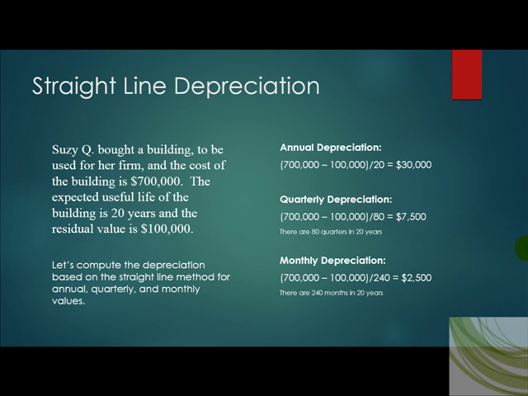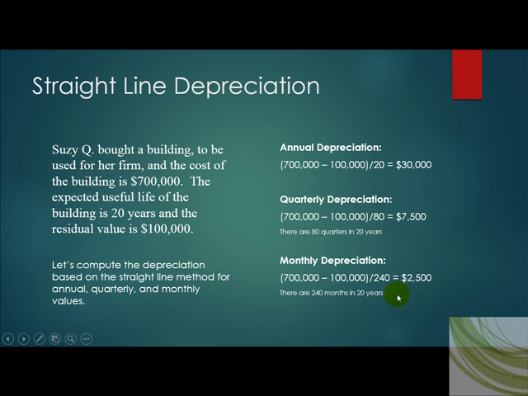To determine the annual depreciation, we will take the $700,000 minus the $100,000 residual value, and we will divide by 20 years. And this gives us an annual depreciation of $30,000. To determine the quarterly depreciation value, we will take the $700,000 cost minus the residual value, and we will divide by 80. And this gives us $7,500 of quarterly depreciation. Please note that there are 80 quarters in 20 years.